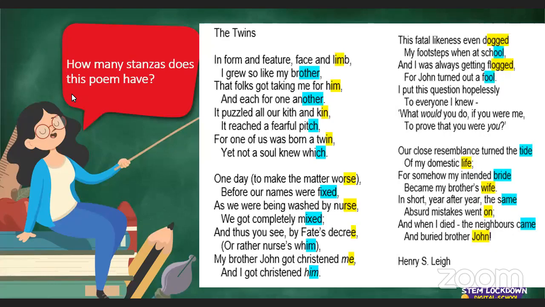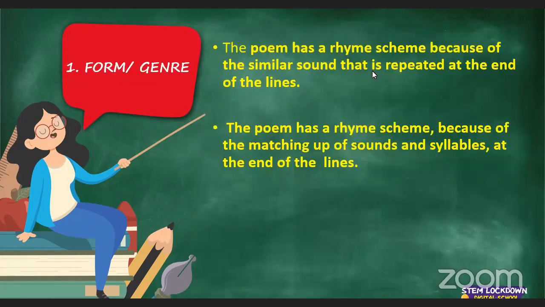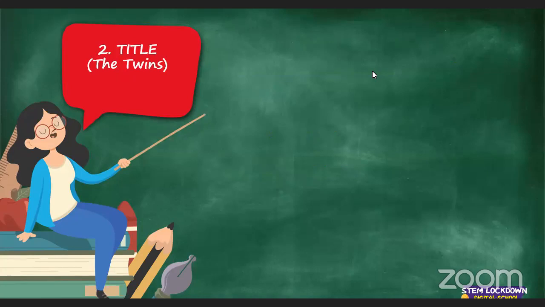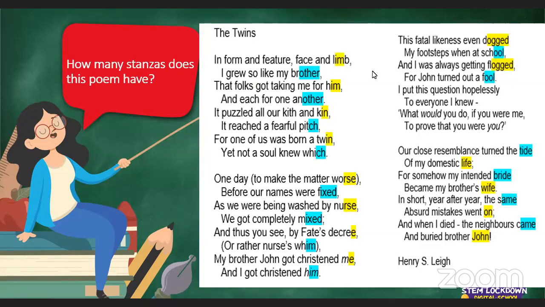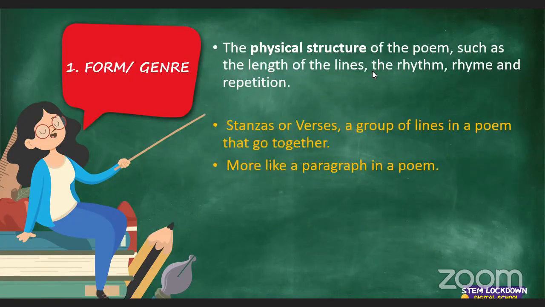As you can see, limb and him rhyme together, brother and another together, pitch and witch together, kin and twin together, and a whole lot of them, okay? All right. So as you can see, whenever you are looking at the form, you need to look at the stanzas as well as the rhythm or the repetition, okay? You need to say something about those things, right?